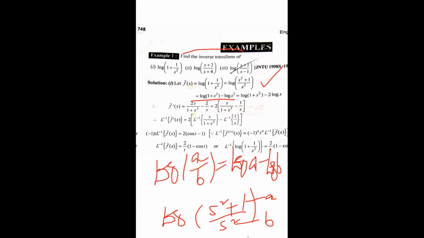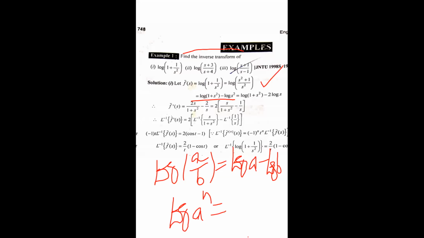Another property available in logarithm is log of a power n. The constant power n comes to the front of the log, so n log a. Here, log of s square we write as 2 into log s. So the final resulting value is log of 1 plus s square minus 2 log s.